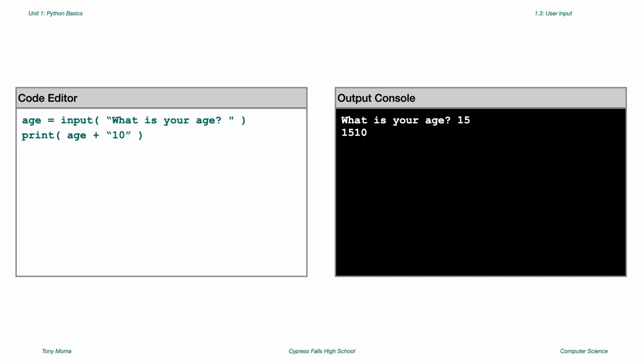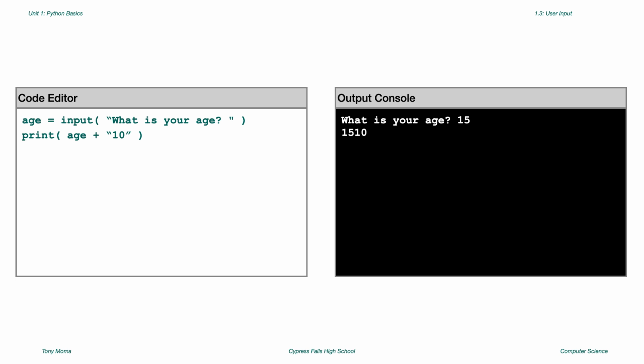In other words, it combined the 15 with the 10. It did concatenation. And this would be totally fine if this were my intention when I wrote the program. There are certain situations where you may write a program where concatenation is what you want. But concatenation is not what I wanted in this case. I wanted mathematical addition. But mathematical addition does not happen when you're adding two strings. It happens when you're adding two integers or two floats. This is why type matters.